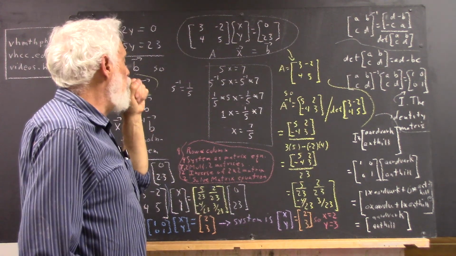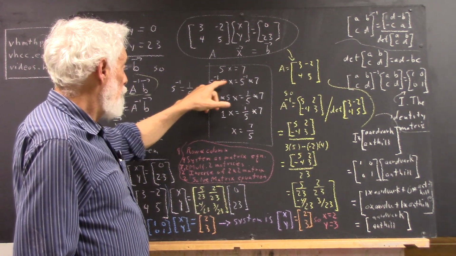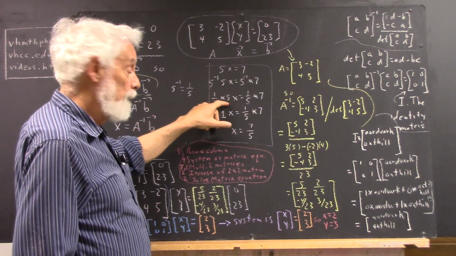Okay. 5 to the negative 1 is 1/5. So that 5 to the negative 1 times 5 means 1/5 times 5.